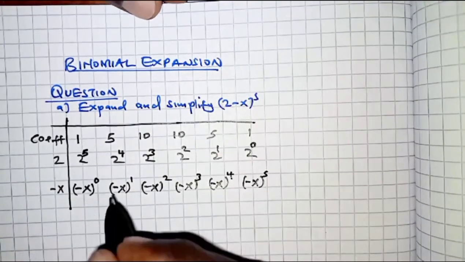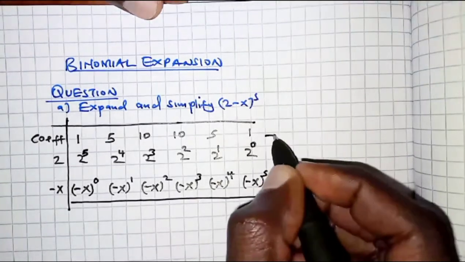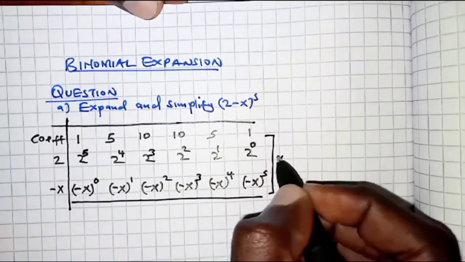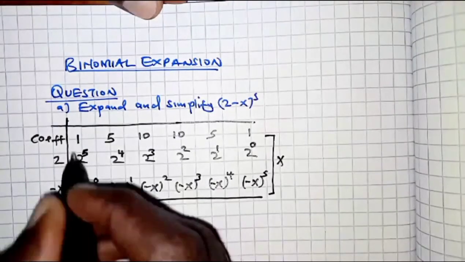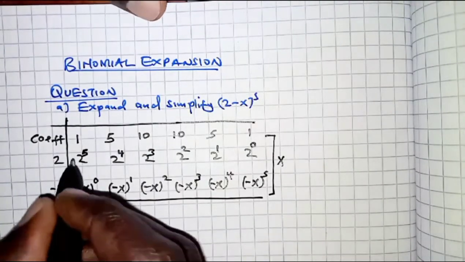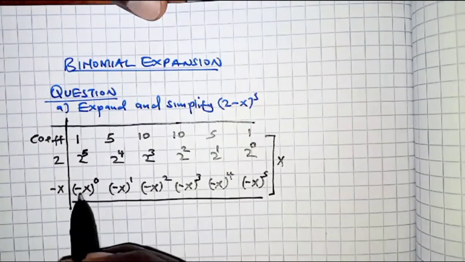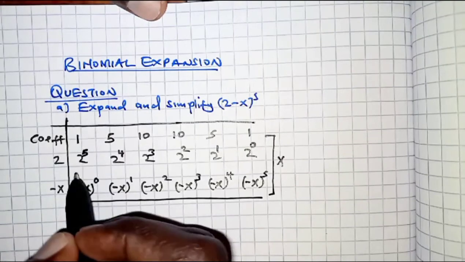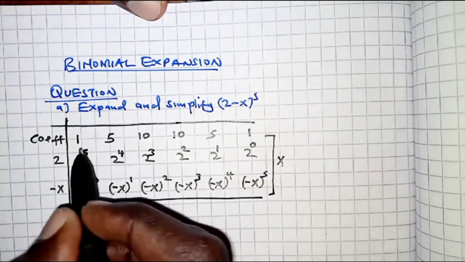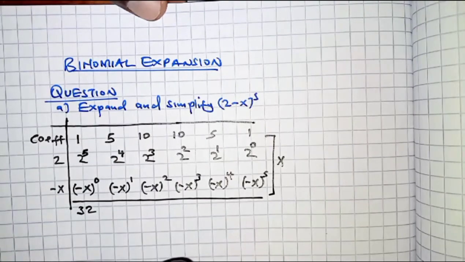So once we are done with that, next we will be multiplying vertically for each and every term. For this column, we will have negative x power 0, which is 1, and 2 power 5 is 32. So 32 times 1 times 1, that is 32 for that column.